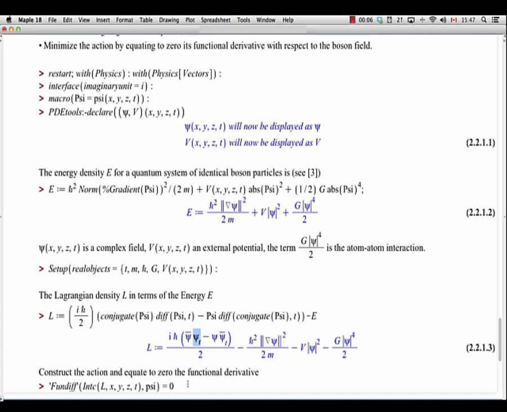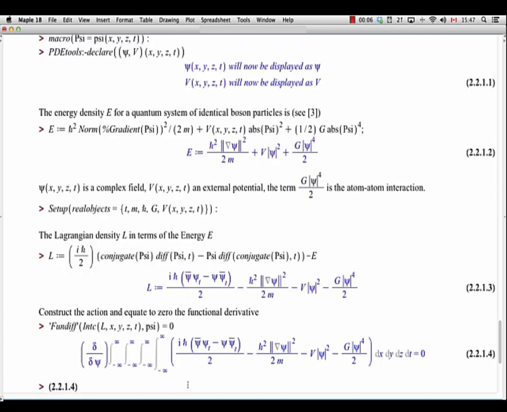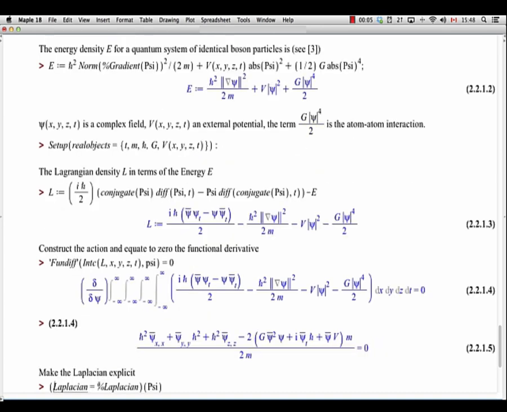And now it's time to construct the action. The Lagrangian is just the integrand in a four-dimensional integral. And this is the functional derivative we want to take. So we want to vary psi in form and apply this variation to this functional and get the terms up to first order. Here we are delaying the evaluation of the operation using quotes. And now we just perform the computation. And this is the result. It comes very rapidly. It's a complex operation to be done with paper and pencil.